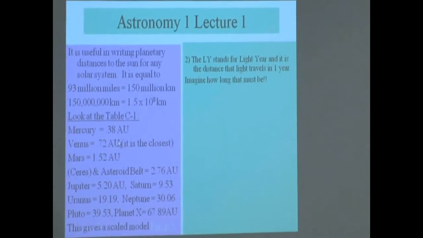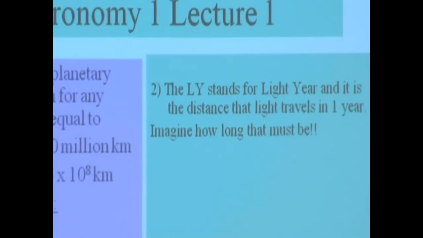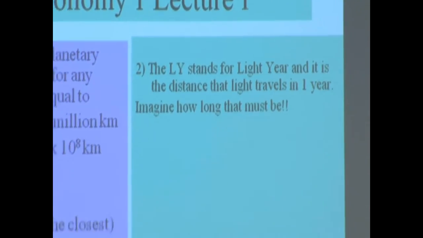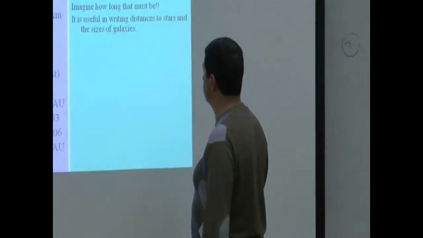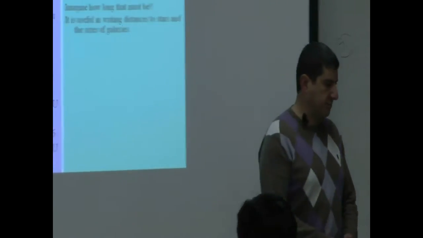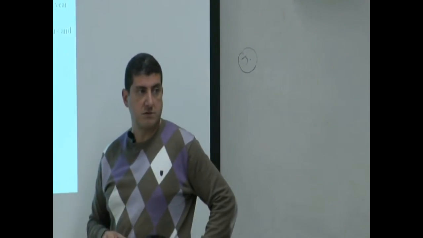Okay, so now we get to see the next big unit system. The AU was mainly used for planetary distances. The next unit system is called the light year. The light year, LY, is the symbol for it. It stands for the distance that light travels in 1 year. So the light year is a unit of what? Distance.